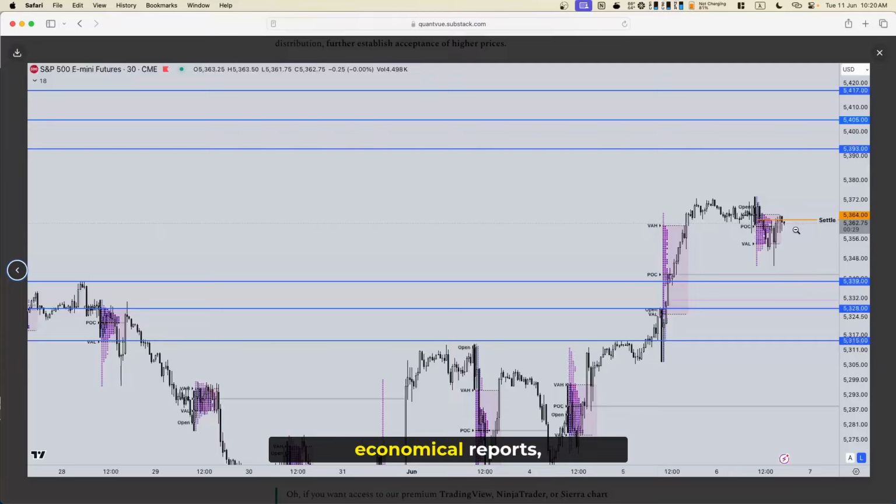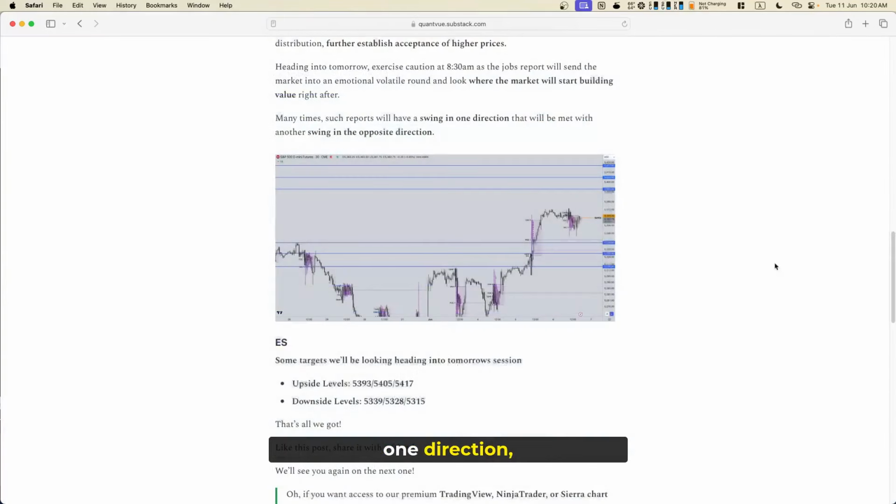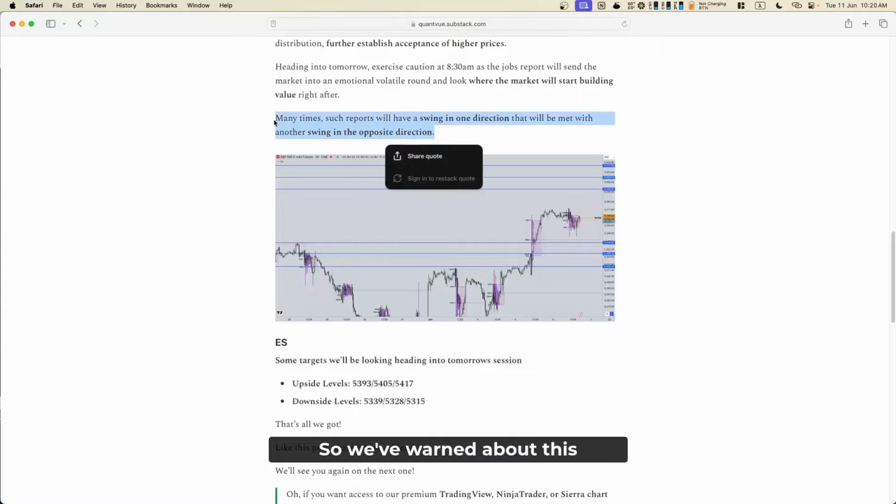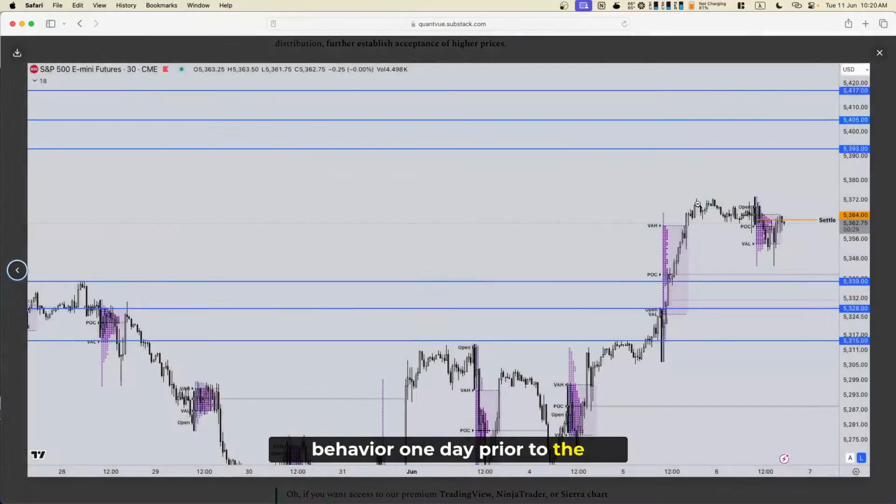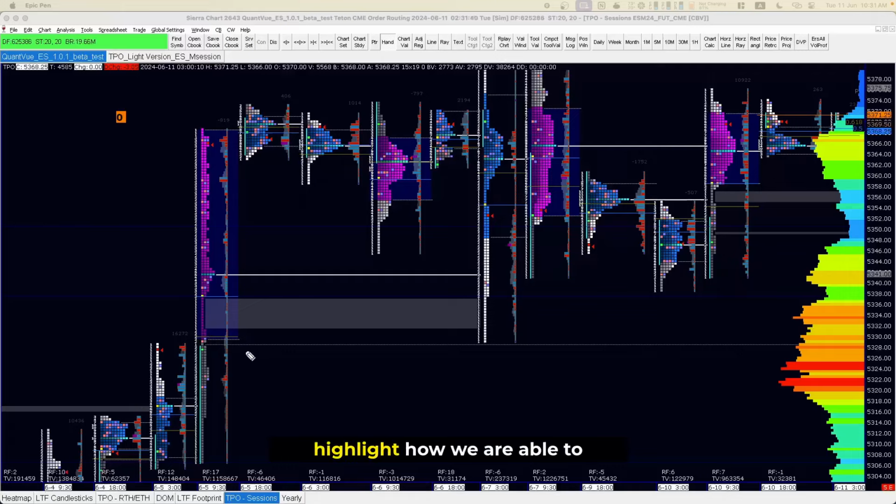Usually when you have economic reports, often you will see the market perform one swing in one direction followed by a swing in the opposite direction. So we warned about this behavior one day prior to the fact. Using our Sierra suite, let's highlight how we are able to identify these key areas as points of interest and how the market should bounce to the upside right after it touches this area.